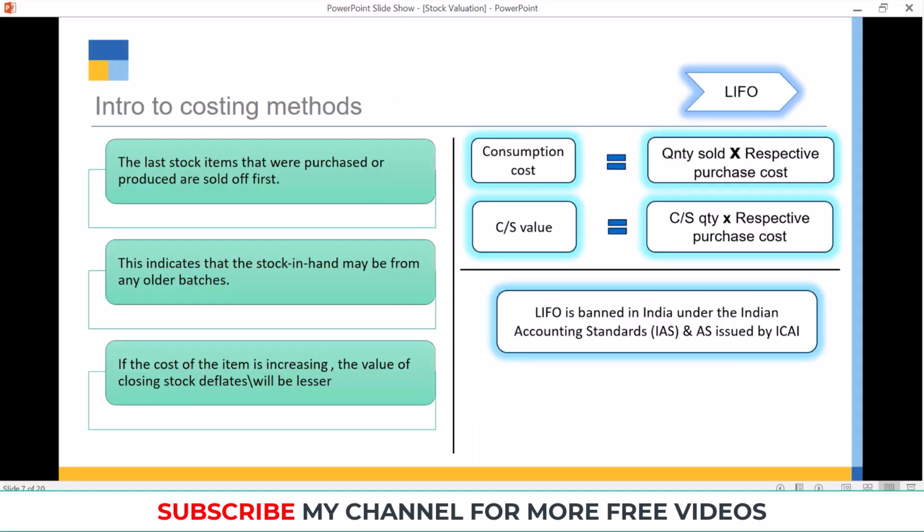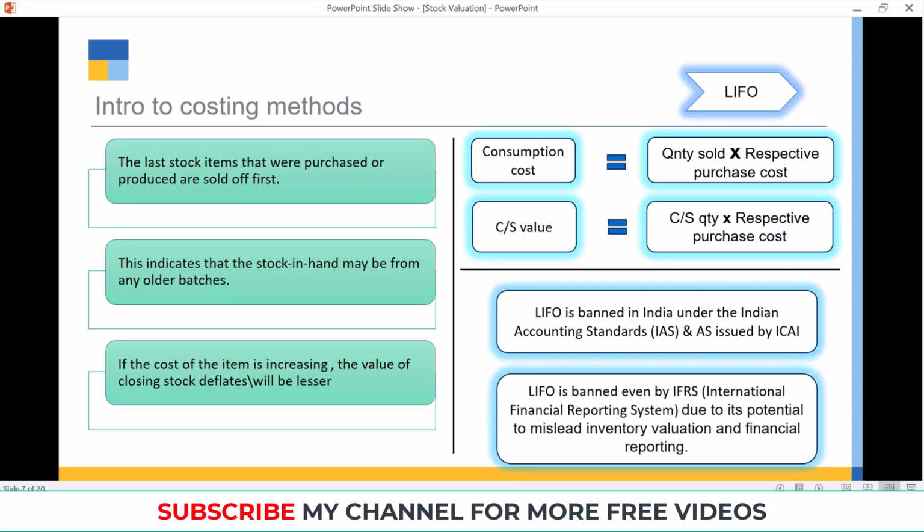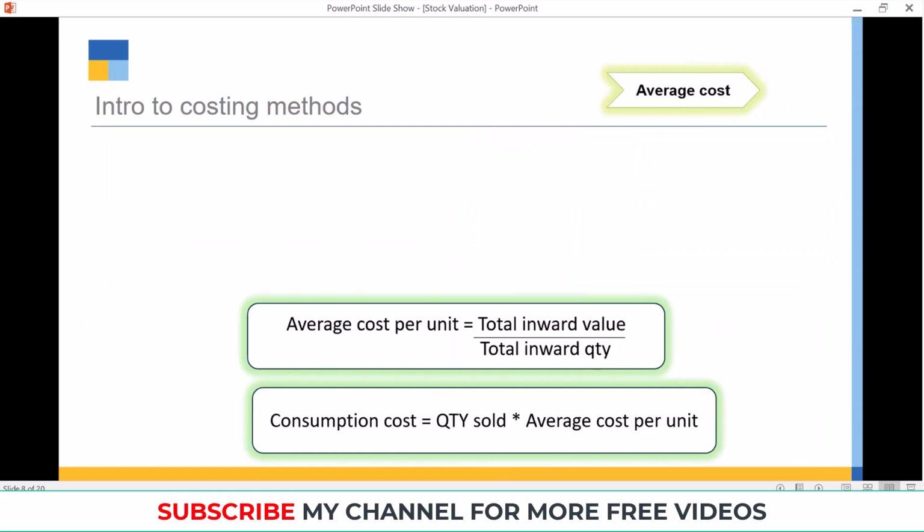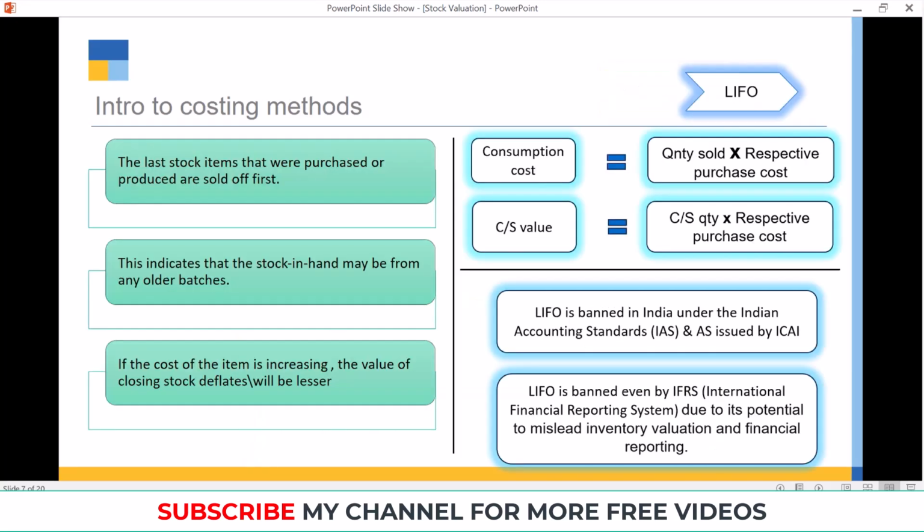LIFO is banned in India under the Indian Accounting Standards issued by ICAI. LIFO is banned even by IFRS, the International Financial Reporting Standards, due to its potential to mislead inventory valuation and financial reporting. So I feel it's not required, and I'm not going to show this part in the product. LIFO will not be done. Let us move further with the average cost. I hope the normal understanding is clear, that it's just vice versa to the FIFO method.